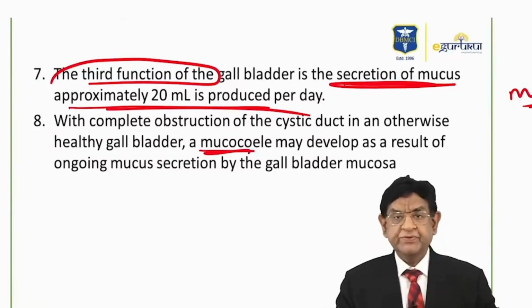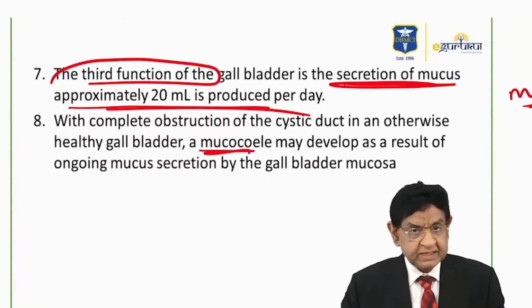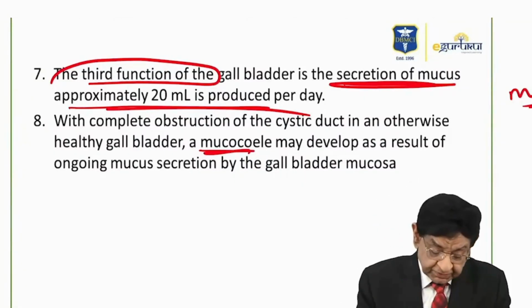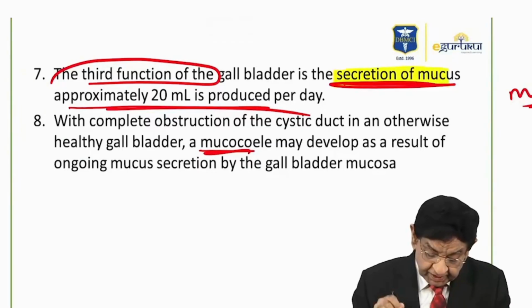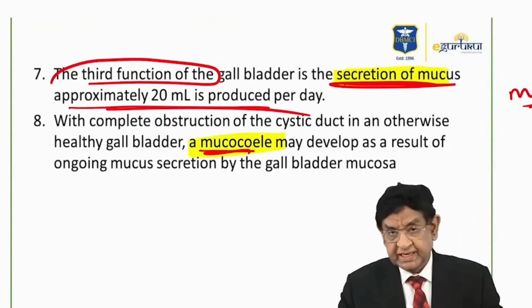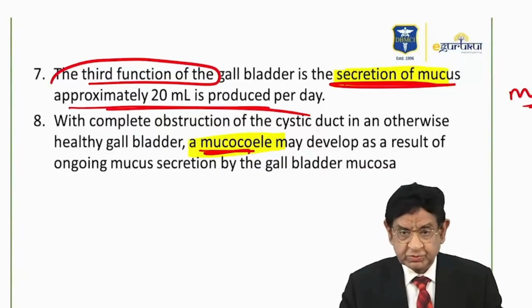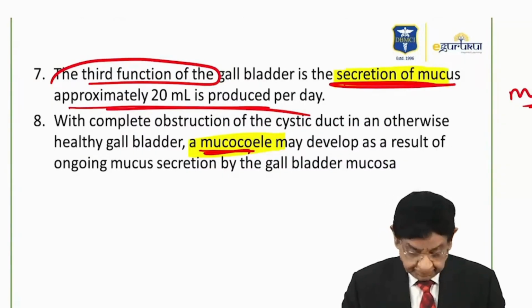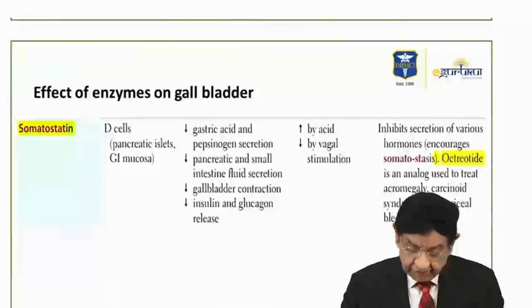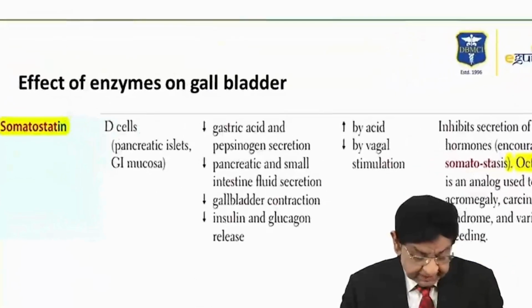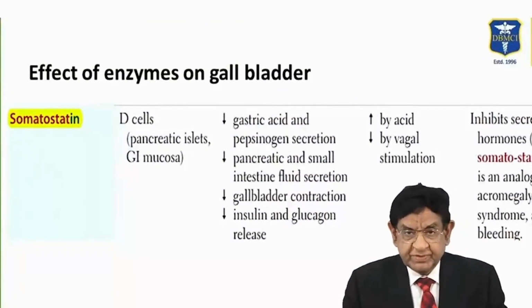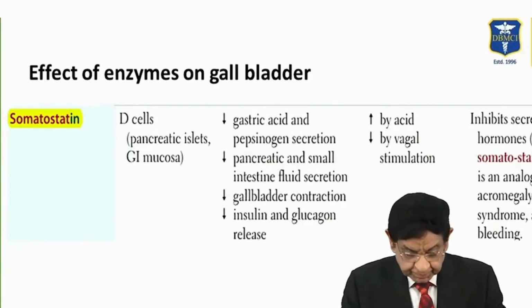So friends, three functions: storage, concentration, and secretion of mucus is the third function. And we learned about how mucocele will be made, right? So the two keywords here are: secretion of the mucus and mucocele will be formed. With this background, we talk more about the enzymes. What are the enzymes which are involved in the gallbladder?